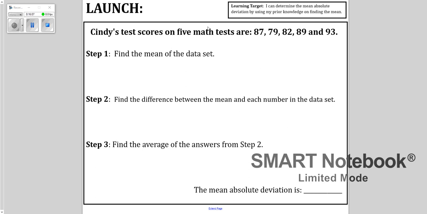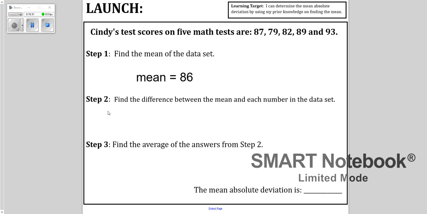The first thing we need to do, and this is for when they ask for the mean absolute deviation, is find the mean. So the mean, I'm just going to put the answer up because you should know how to find the mean now. You just add up the 5 numbers, and you get 430, and you divide that by 5, and you get 86.